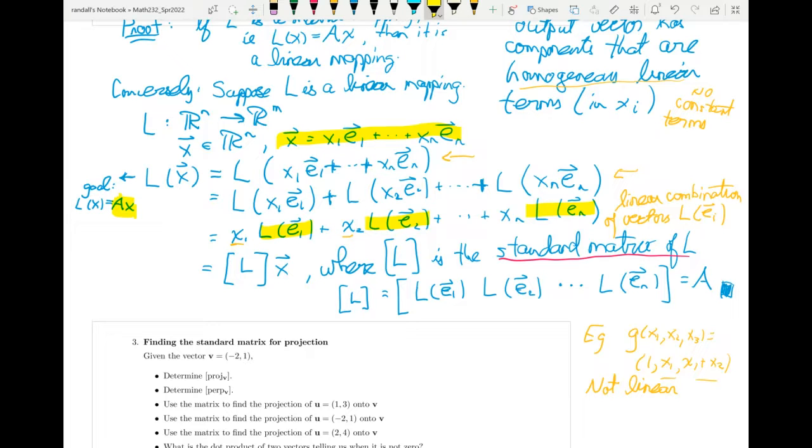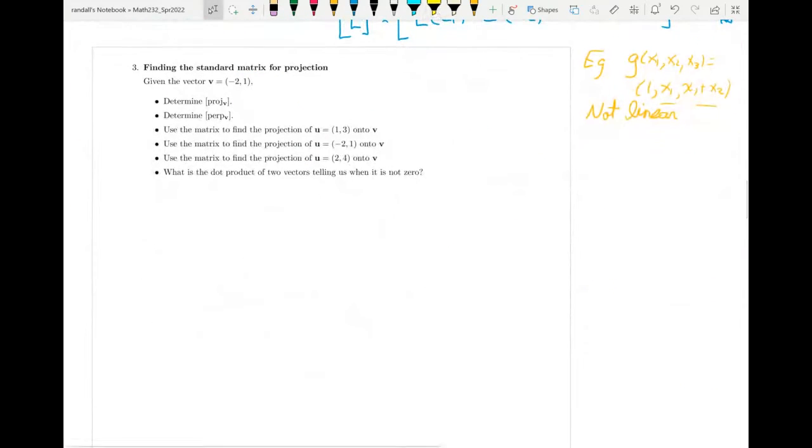So, back in familiar territory, dealing with matrix multiplication. All our linear transformations, our linear mappings, our linear functions are simply going to be matrix multiplication, matrix multiplying vectors. So let's work on some examples of finding the standard matrix.